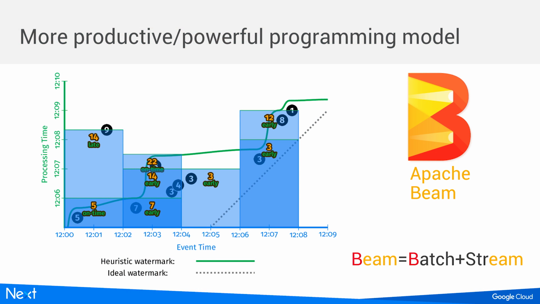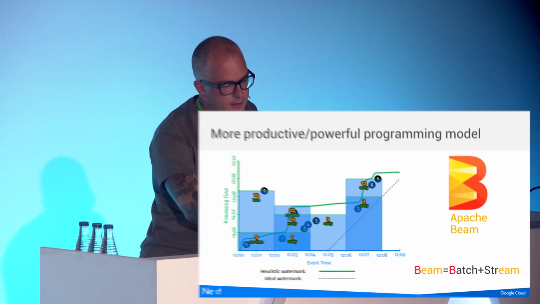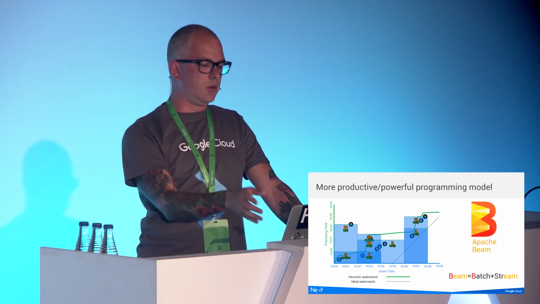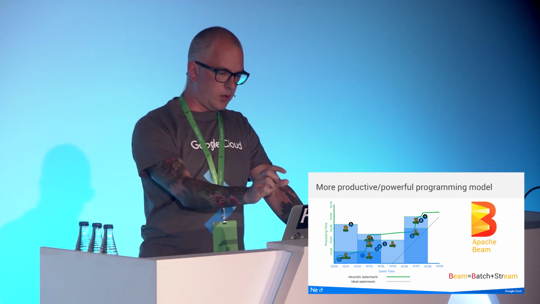In this example, before I explain what Apache Beam is, we have event time on the x-axis, and on the y-axis we have processing time. And again, we have the dotted line, the diagonal line, which is the perfect line. So the number 3 is almost on the perfect line.